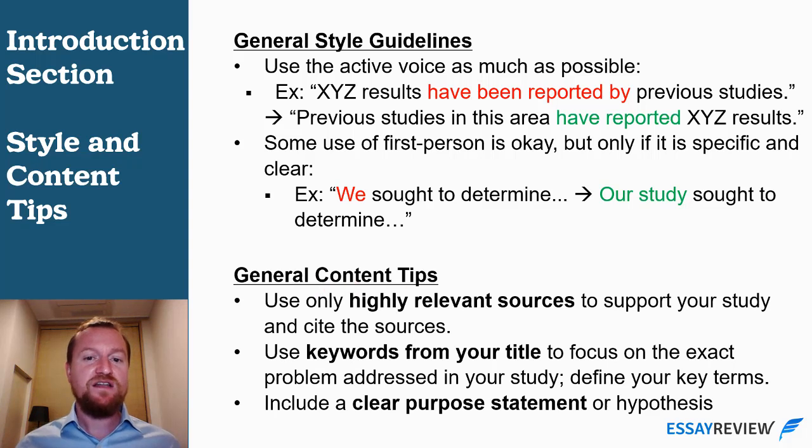As far as general content, we want to only use highly relevant sources, obviously. So when you're discussing related literature, you don't want to be too broad. You want to use keywords from your title in the introduction section right away to focus the exact problem and to make it easier for researchers to find your work. And you also want to define your key terms right away. And of course, you want to make your purpose statement or hypothesis very, very clear and outstanding. And we'll show you some form phrases or signal phrases for how to do that.